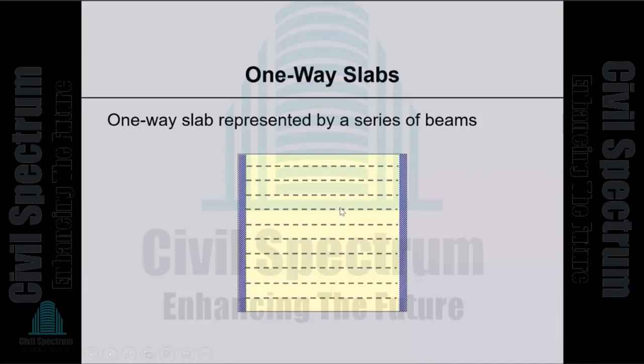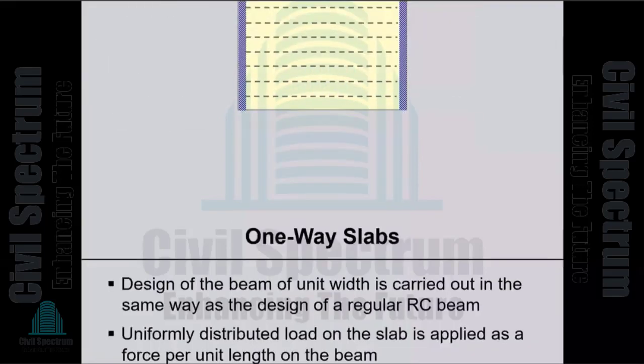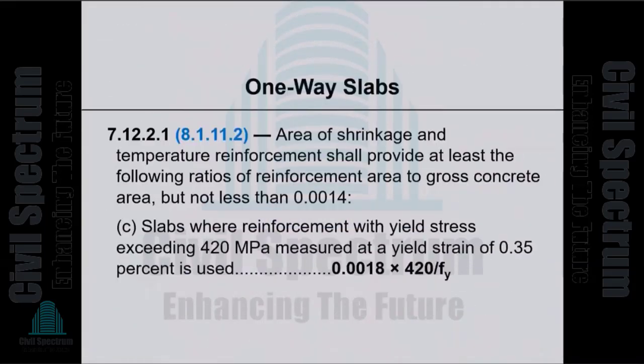These beams, one is exactly the same as the other. We design this beam as we have designed the beams up until now. In US practice, we will take it 1 foot wide. You will take it 1 meter wide, does not make any difference. And whatever reinforcement you calculate for that 1 meter, we will calculate the spacing and we will provide that reinforcement spacing throughout the slab. So that's what is kind of illustrated here.